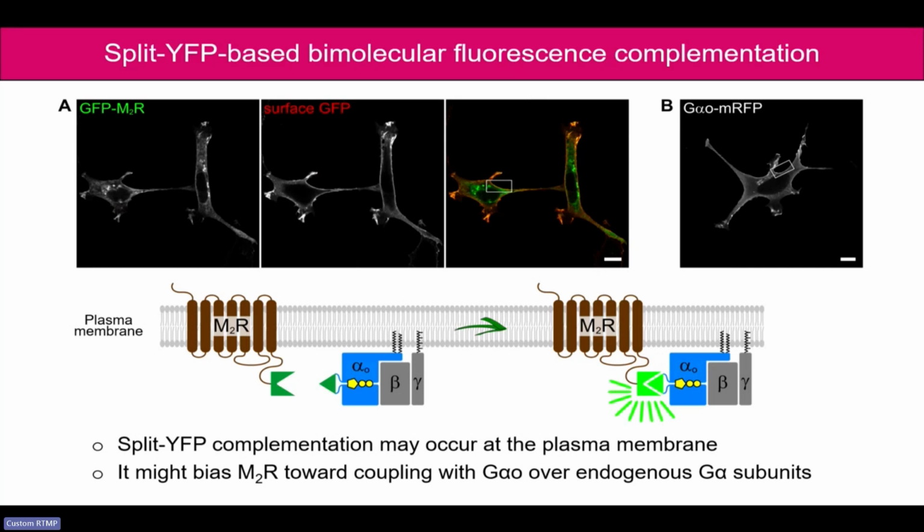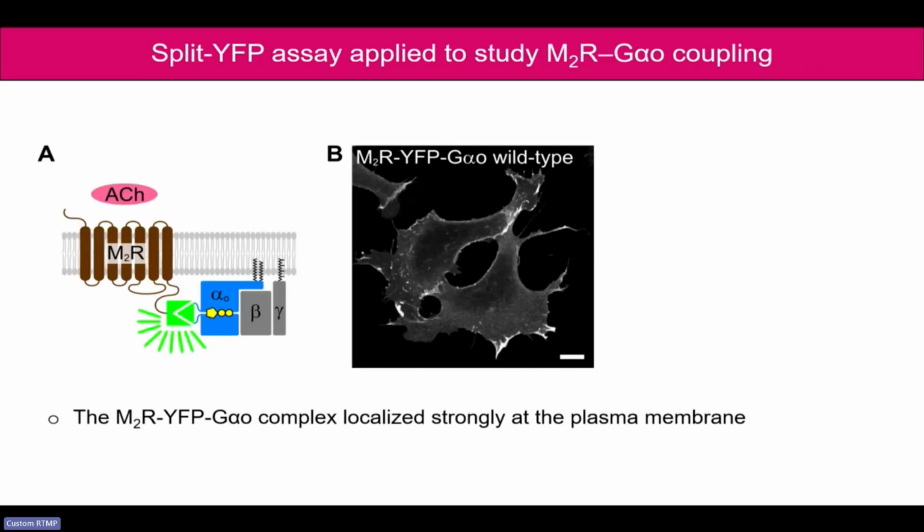An additional advantage that this system may have is that the complementation of the fluorescent protein is irreversible. So you will force the receptor, because of the close proximity of this complex, to maybe bias the signaling towards the G-alpha-O that you are coupling to the receptor over endogenous G-alpha subunits that normally interfere with the measurements when you do this kind of assay in cells. This was our idea, our speculation, and this is how it looks in cells. So we succeeded.